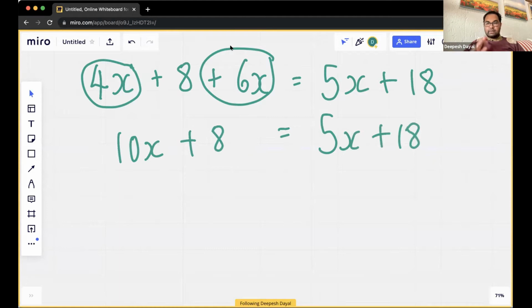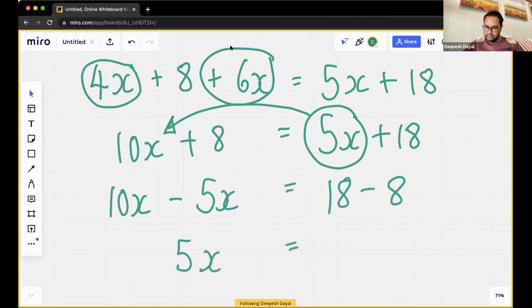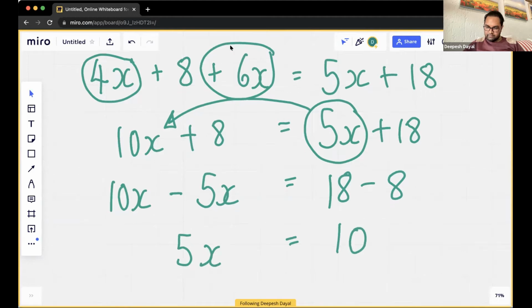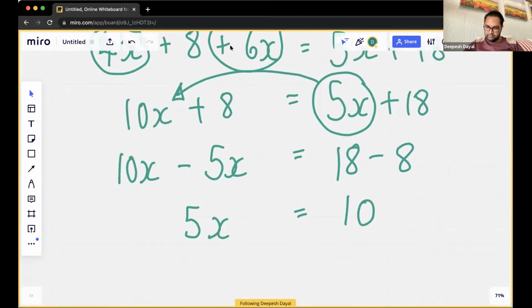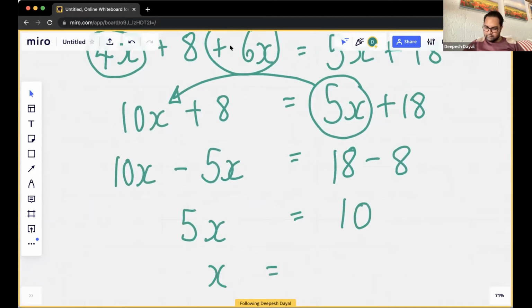I'm going to take the x's to one side and the numbers to the other side. So we take the 5x over to the side. So it's 10x minus 5x equals 18 minus 8. So 5x equals 10. Therefore, x equals 10 over 5, which is 2. Well done, everybody.